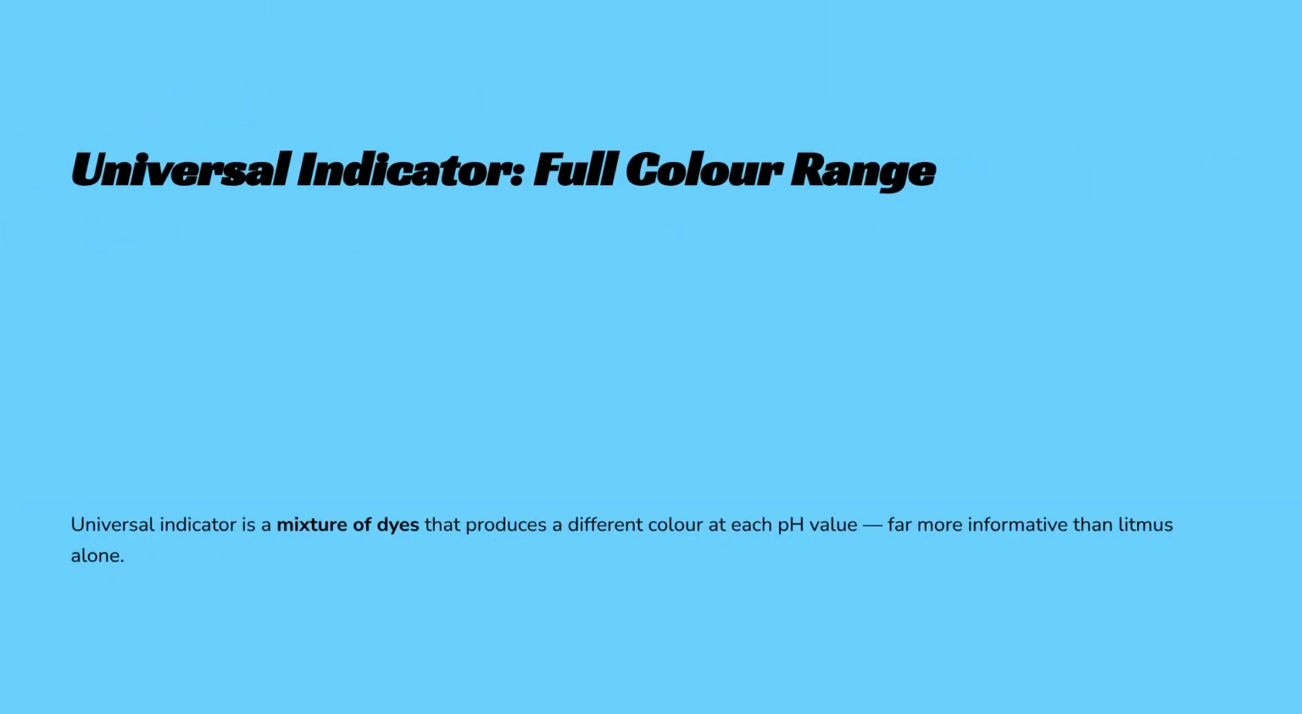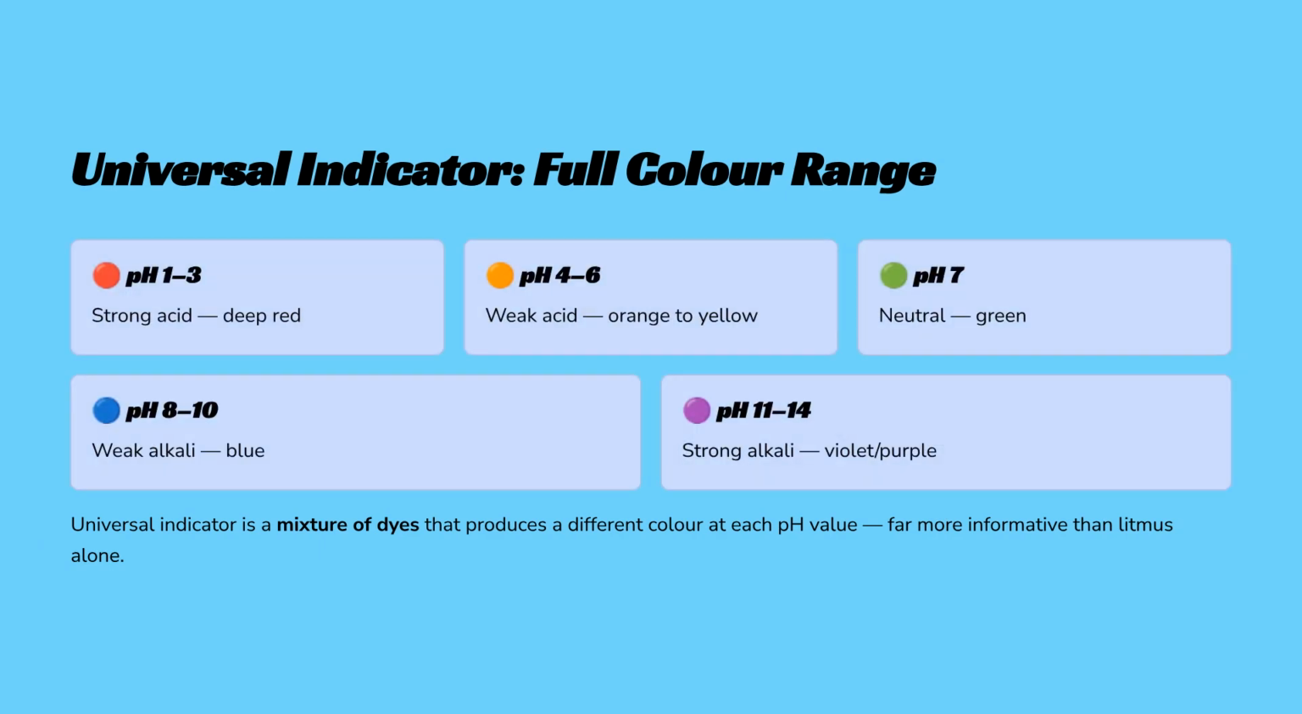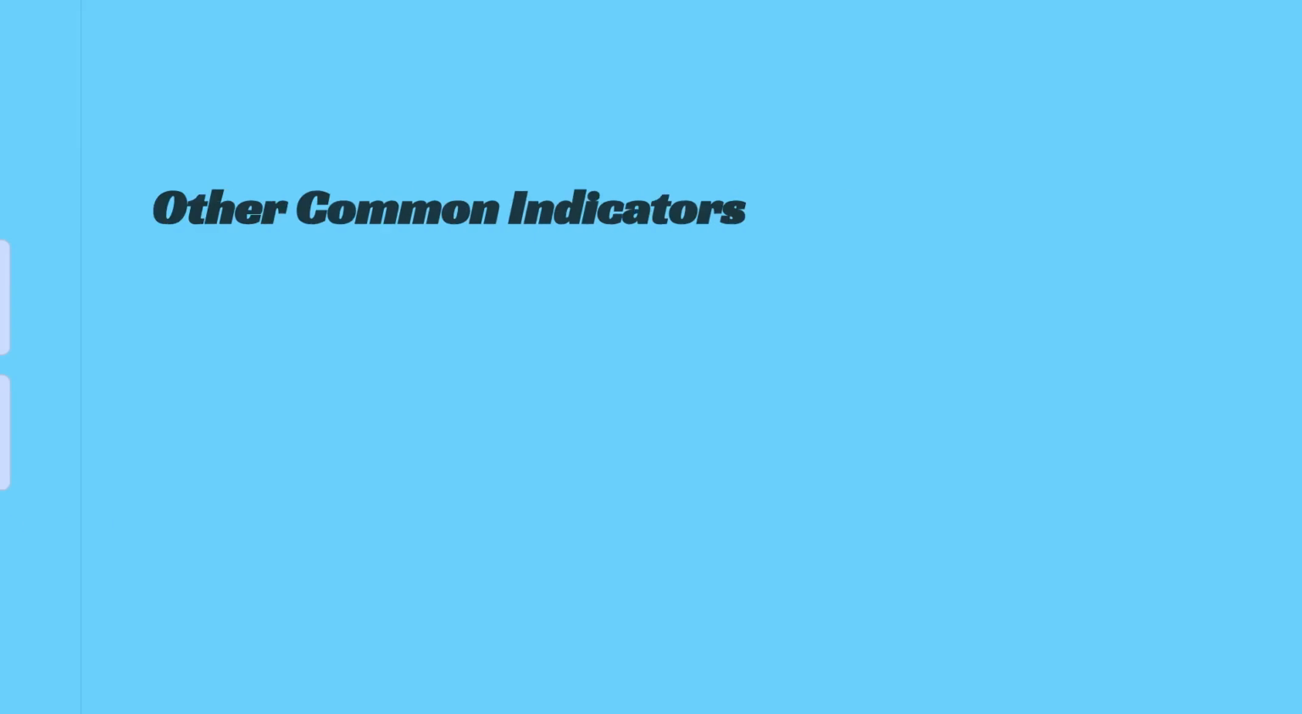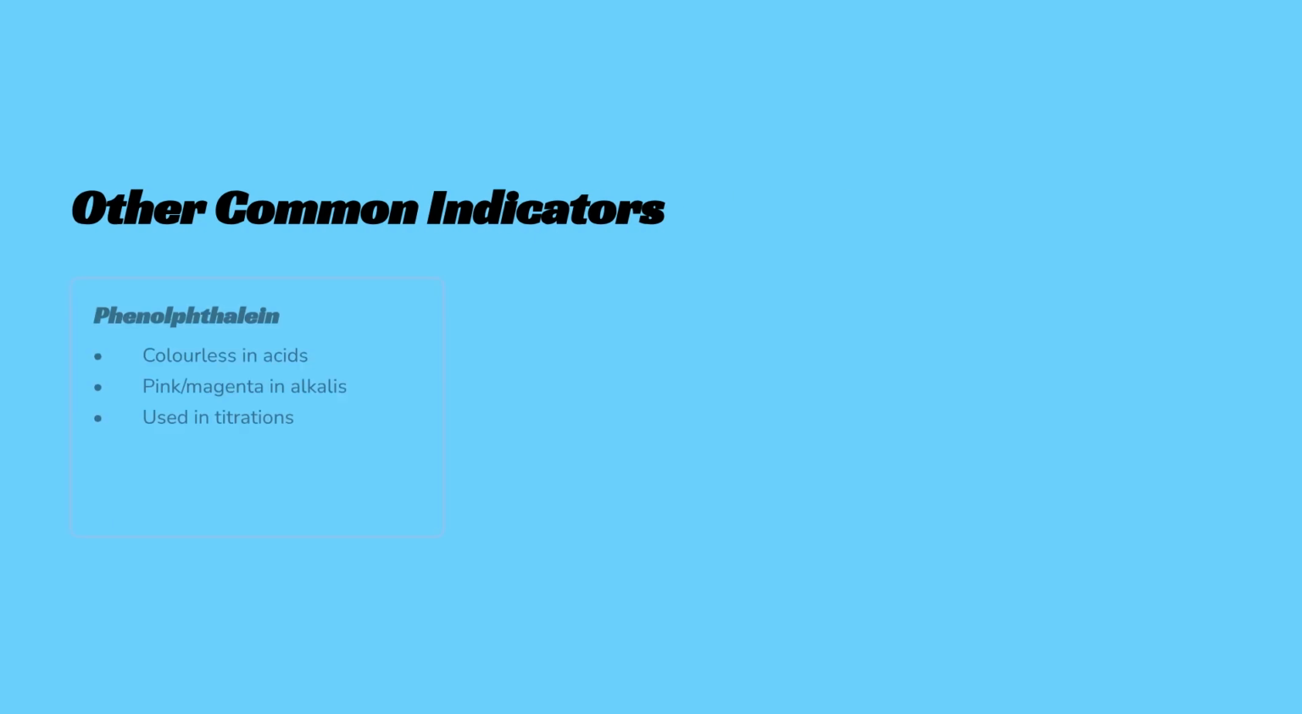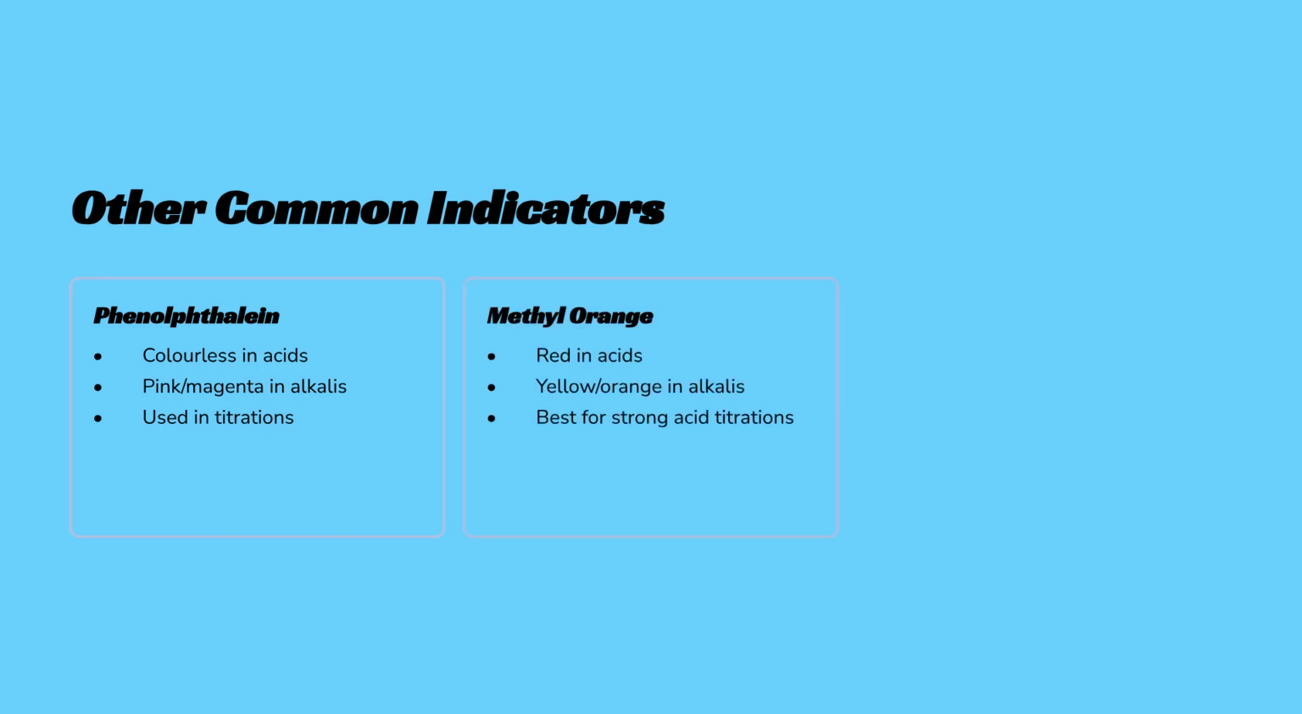Universal indicator is a mixture of dyes that gives a full range of colors corresponding to specific pH values. It ranges from deep red for strong acid to violet for strong alkali, providing more information than litmus. Other common indicators include phenolphthalein, which is colorless in acids and pink in alkalis, and methyl orange, which is red in acids and yellow/orange in alkalis.